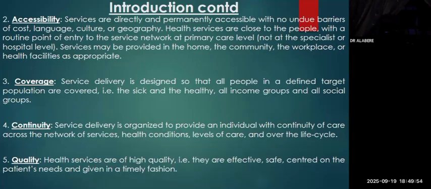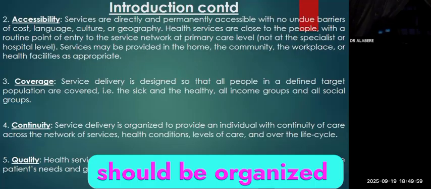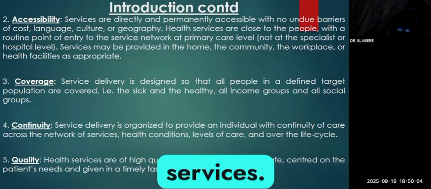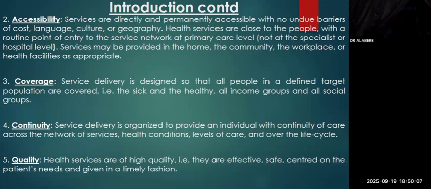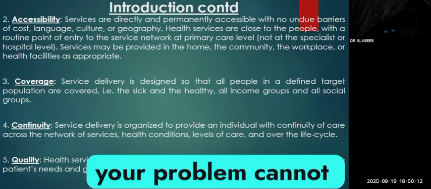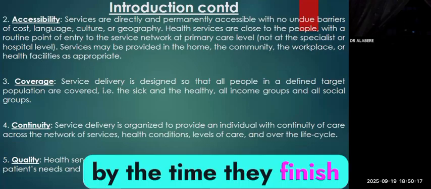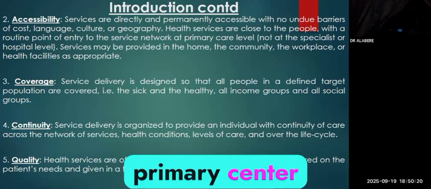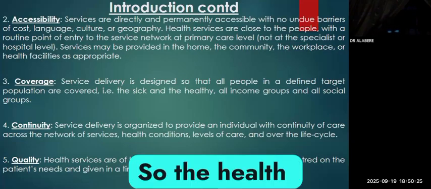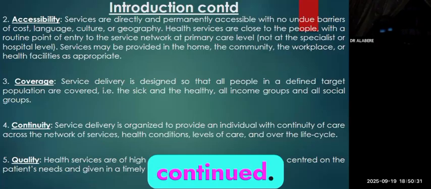Then continuity. The service delivery should be organized to provide an individual with continuity of care across a network of services. In other words, if you go to a primary health center, you are seen and your problem cannot be solved there. If they refer you to a secondary center, by the time they finish with you, you should be returned to the primary center so that they can continue with the follow-up and whatever. So, irrespective of the health condition, then the level of care, and over a life cycle, there should be continuity.